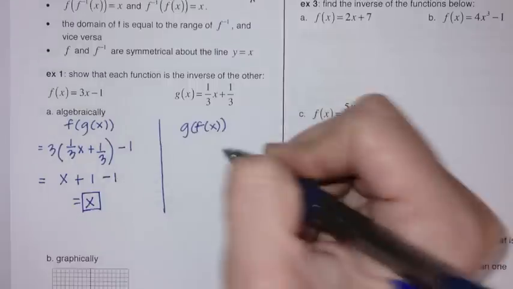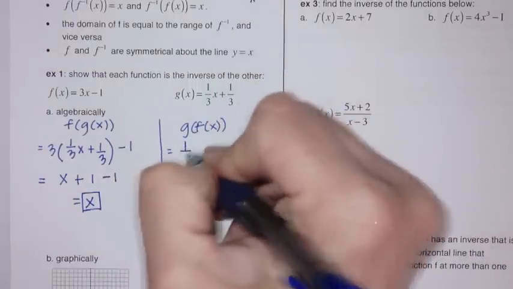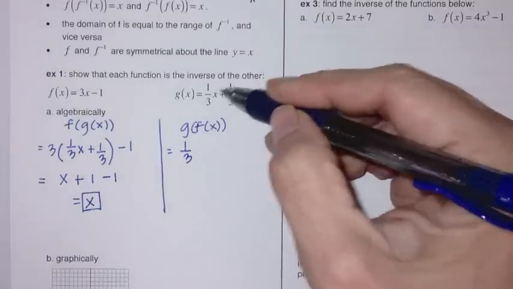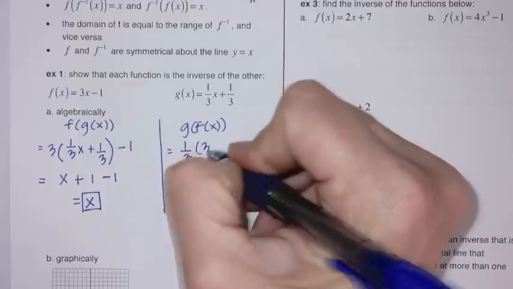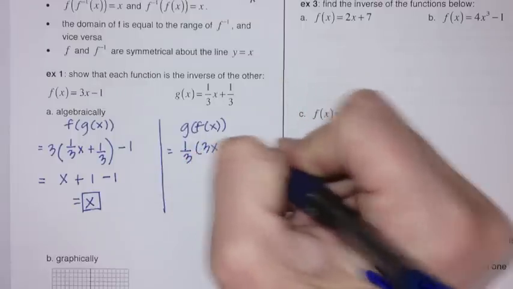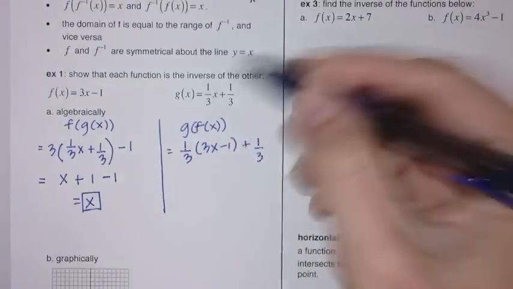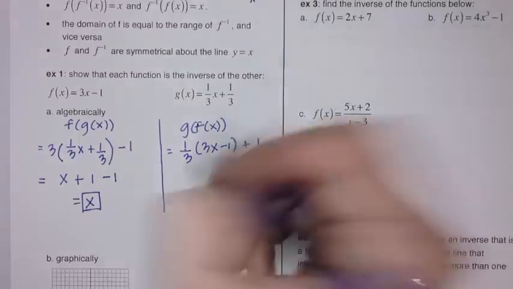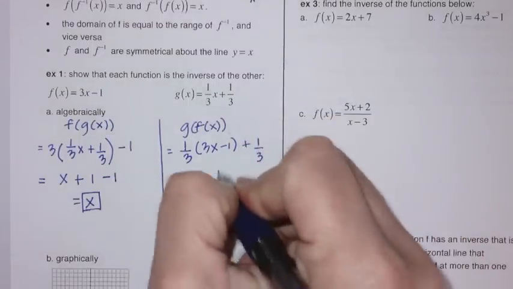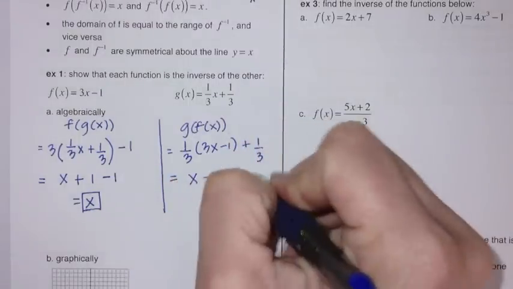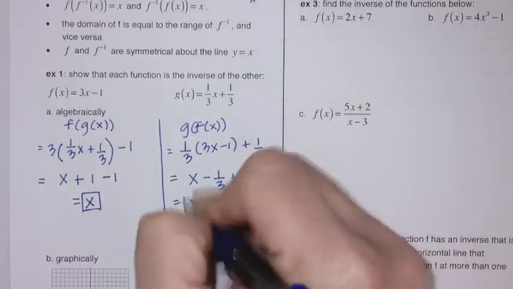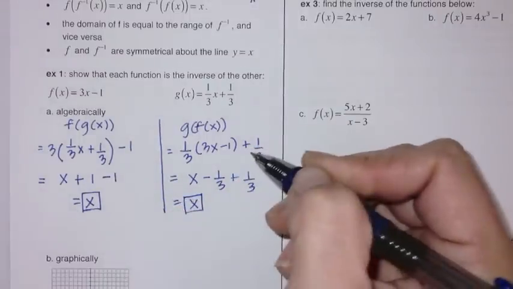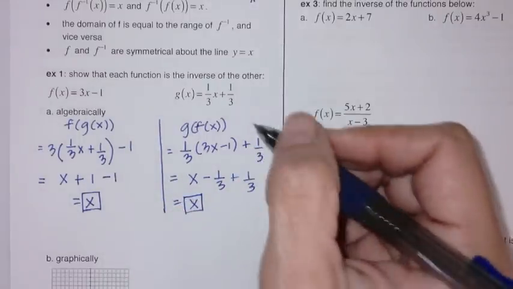Now let's go over here and make sure we get the same thing on this side. We're starting with the g function, and its input is x, but now we're asked to put in f of x, so everywhere there's an x, we're putting in 3x minus 1, and then to finish out the g function we have to add 1/3. Multiply, we get x minus 1/3 plus 1/3. Those two cancel each other out, and then we get x.